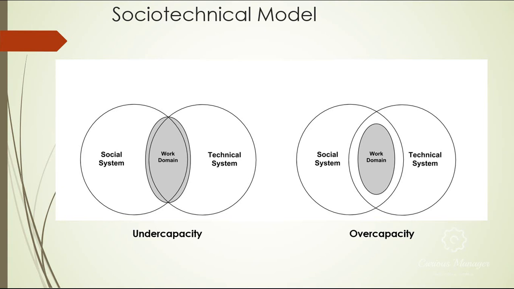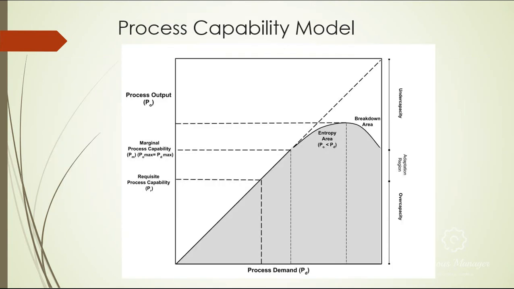So this is kind of important as we look at the process capability model. Now, in the process capability model, we've got the x-axis, which is the process demand, and then we have the y-axis, which is process output. And as you notice, up to a point, as we create 1 unit of demand, we output 1 unit. So we continually go up to the first point, which is called the requisite process capability.